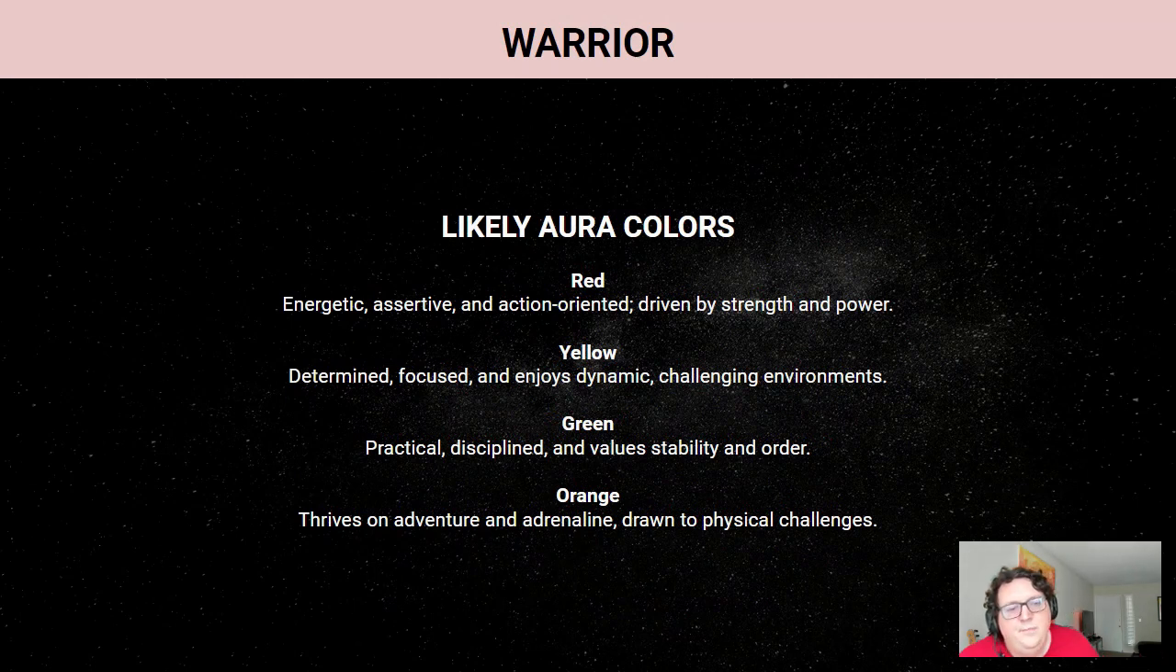So the likely aura colors from Pam Osley's aura color system that she developed. There's a few different ones that align with the warrior. Red is the most stereotypically fitting one, archetypally. It's energetic, assertive, and action-oriented, driven by strength and power. Yellow can sometimes fit because it's one of the physical energy aura types. Determined, focused, and enjoys dynamic, challenging environments. Green is actually one of the mental auras, but it really fits with the warrior. Practical, disciplined, and values stability and order. And orange is another one that fits pretty well. That thrives on adventure and adrenaline, drawn to physical challenges.